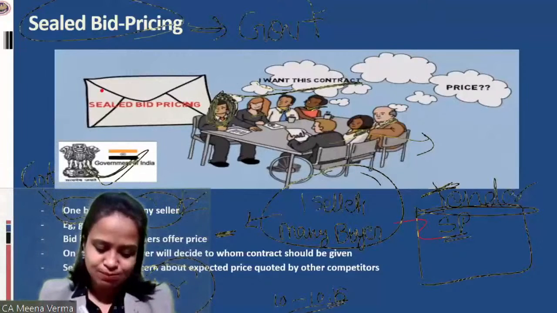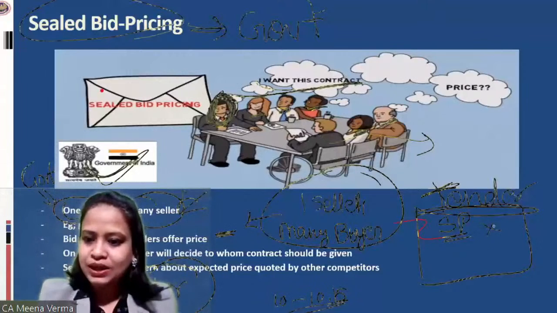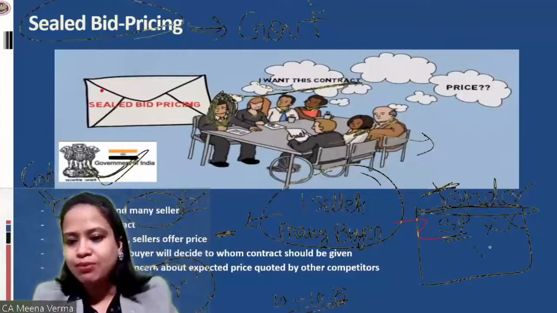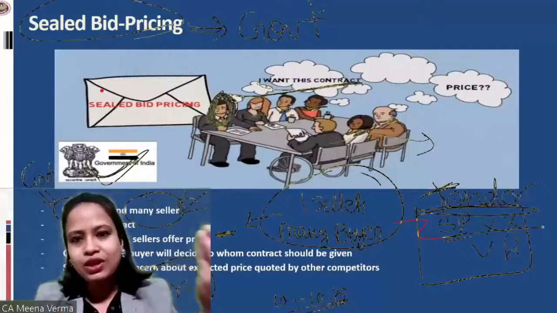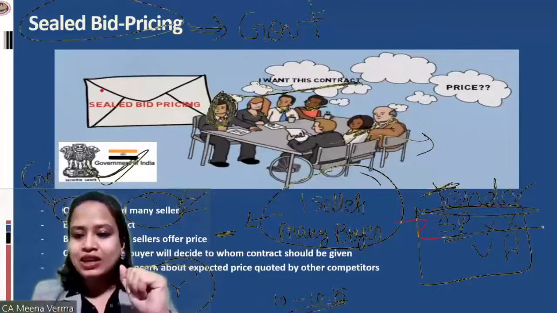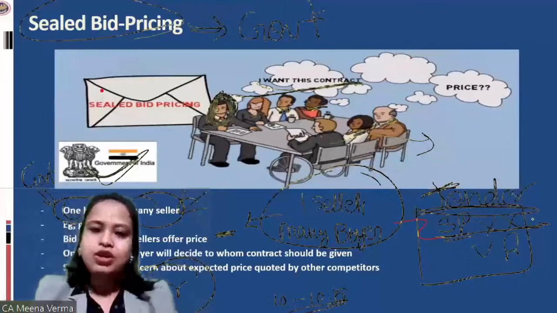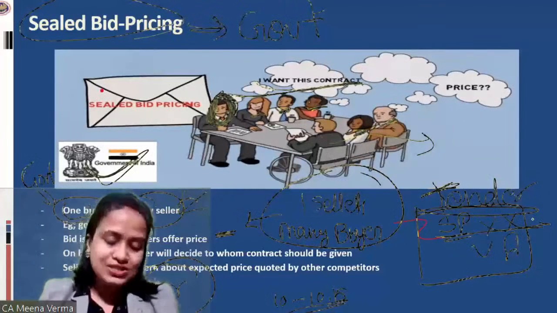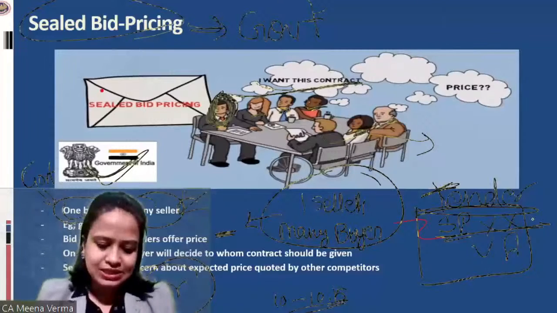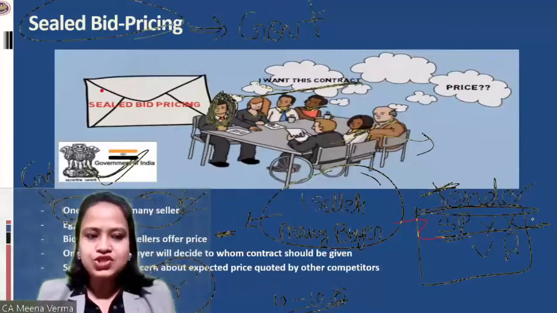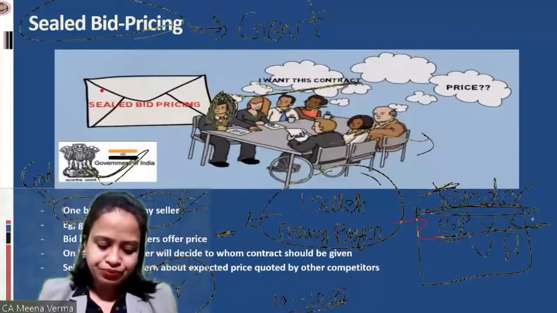Such a selling price should be enough to recover all the variable and fixed costs. The price should be enough to recover all the variable and fixed cost, and the price should be minimum enough to get the tender, right? So in this way, this is the example of sealed bid pricing. This is an example of sealed bid pricing, and generally you will observe such kind of pricing strategy.